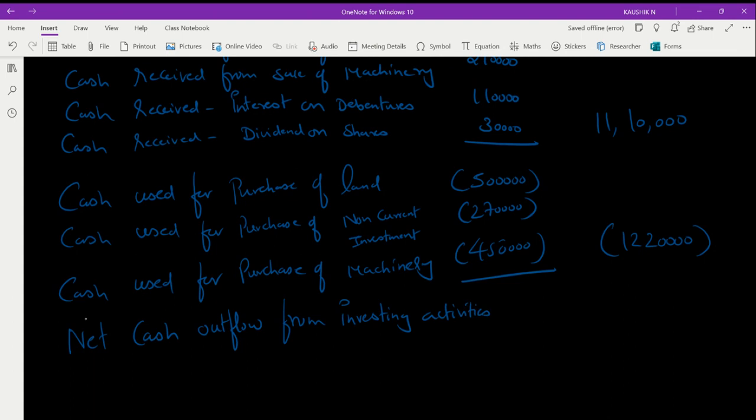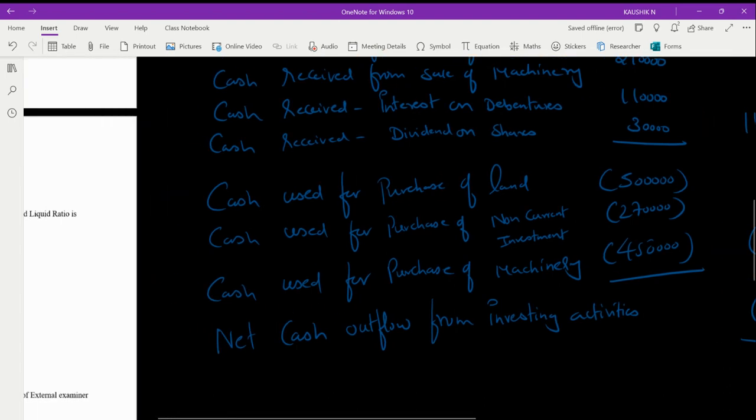Activities. Difference between these two, 12 lakh 20 and 11 lakh 10, what is the difference? 1 lakh 10,000, that value should be in negative. By this you'll close your first question B segment. Any doubt in the first question B segment value or how you're deriving the first segment B question?